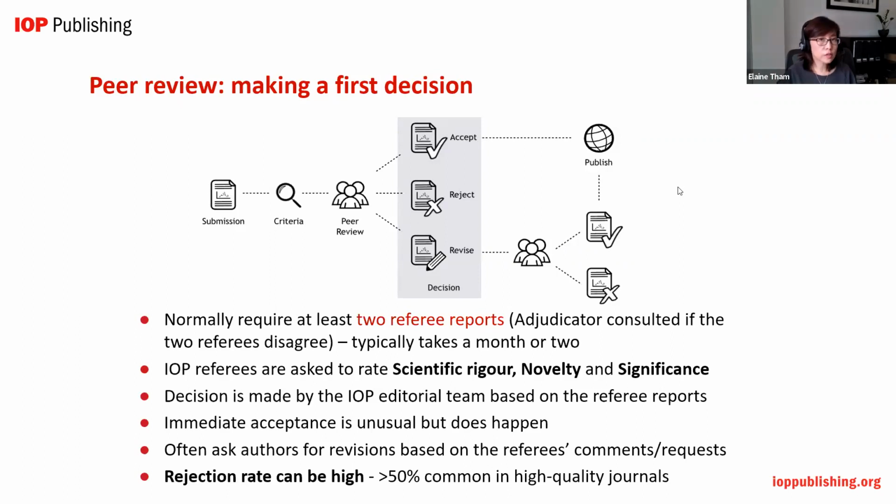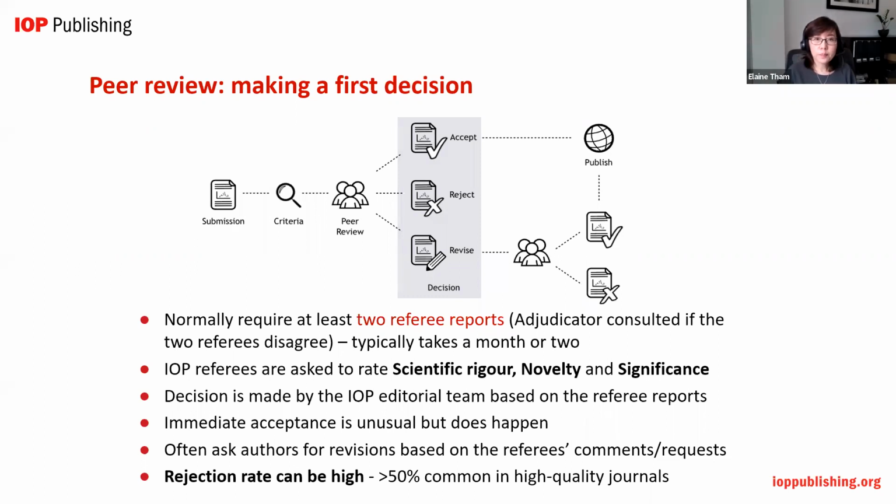For most of our journals, we normally require 2 referee reports. If the referees disagree, we will consult with an adjudicator, who is usually an editorial board member, if not a third reviewer. Usually this part of the process will take 1 to 2 months to reach a final decision.